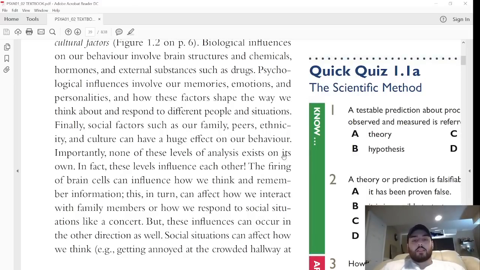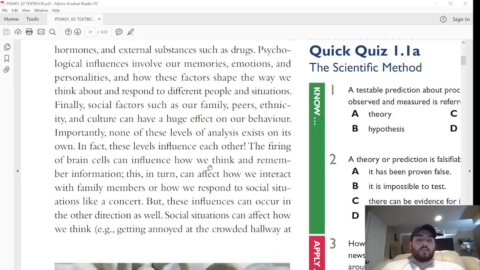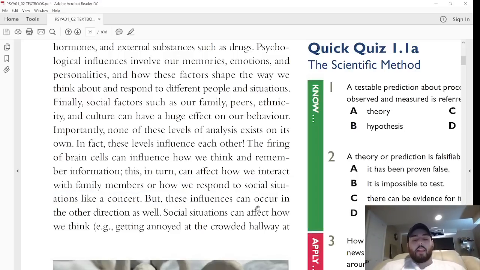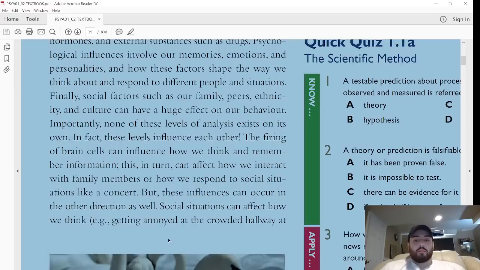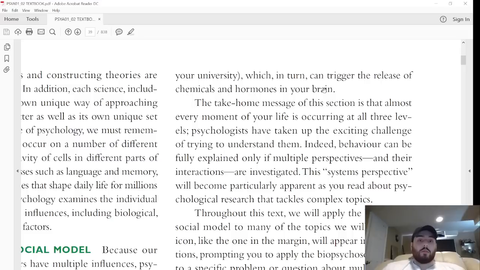Importantly, none of these levels of analysis exists on its own. In fact, these levels influence each other. The firing of brain cells can influence how we think and remember information. This in turn can affect how we interact with family members or how we respond to social situations like a concert. But these influences can occur in the other direction as well. Social situations can affect how we think, which in turn can trigger the release of chemicals and hormones in our brain. For example, if we're getting annoyed, the chemicals in our brain could go off, such as serotonin or dopamine, right? These are the hormones in the brain.